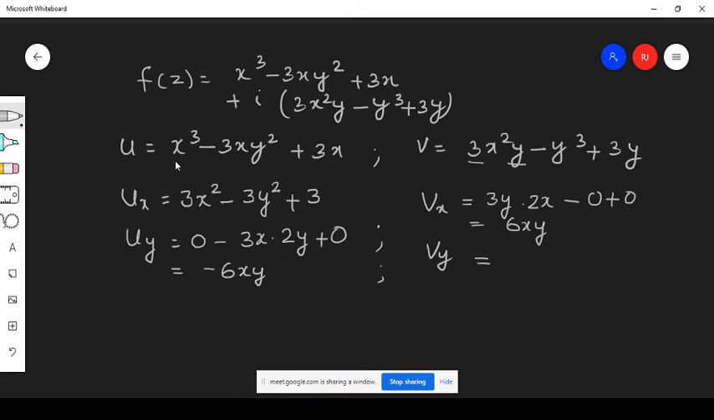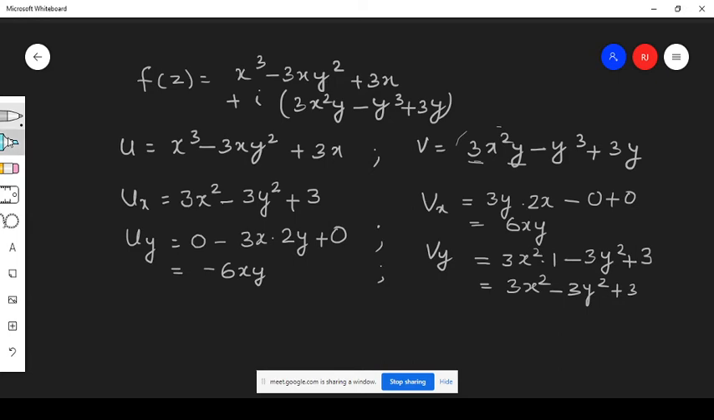Now we will find the derivative of v with respect to y. When you differentiate with respect to y, 3x square is a constant, so it is 3x square into the derivative of y which is 1, minus the derivative of y cube which is 3y square, plus the derivative of 3y which is 3. Arranging this, that is 3x square minus 3y square plus 3. Now you look at all that.